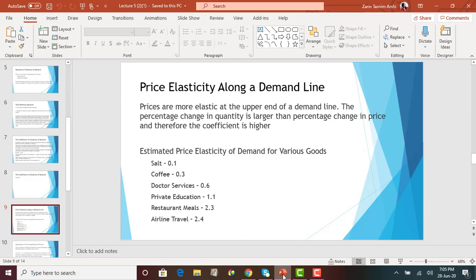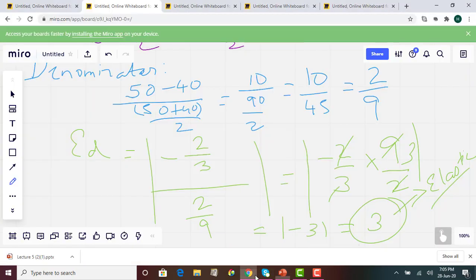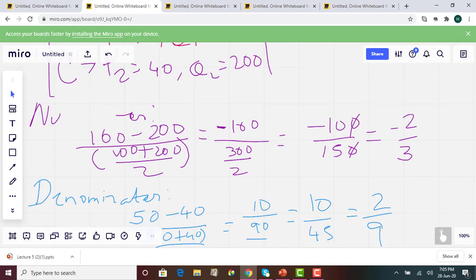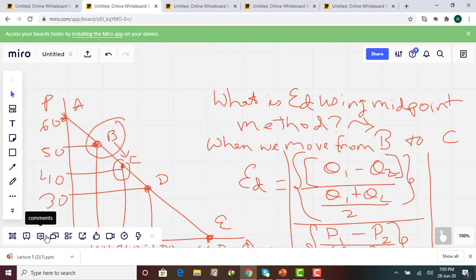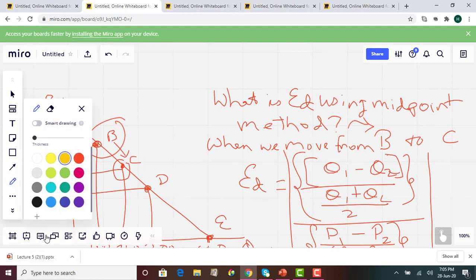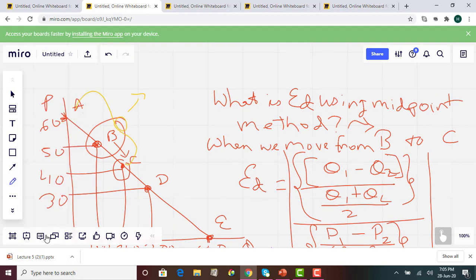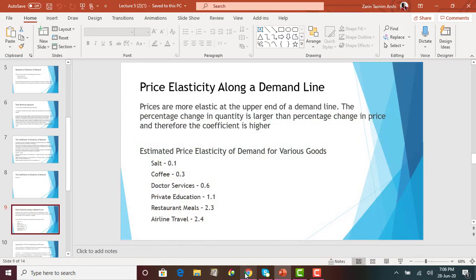Usually the prices are more elastic on the upper end of the demand line. So again, if we go up here on the demand curve, what it's basically saying is that usually on the upper part it's more elastic, and in the lower part it's more inelastic. Okay, so that's what it's trying to tell you.